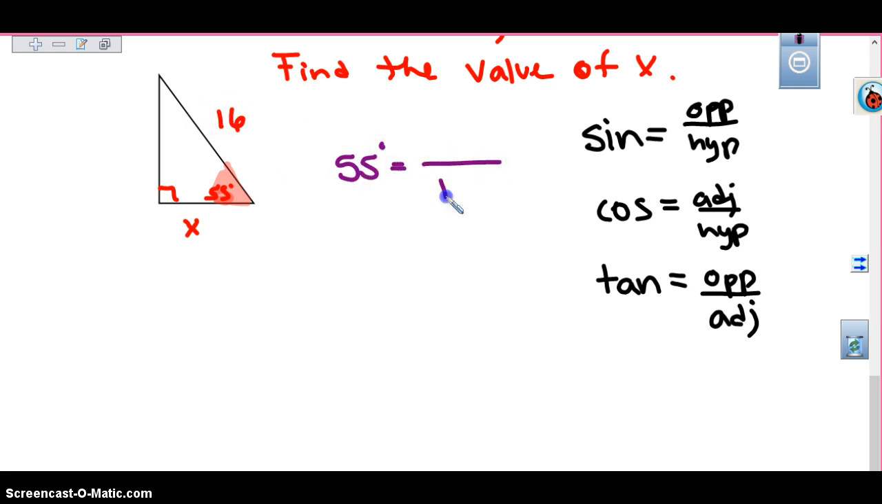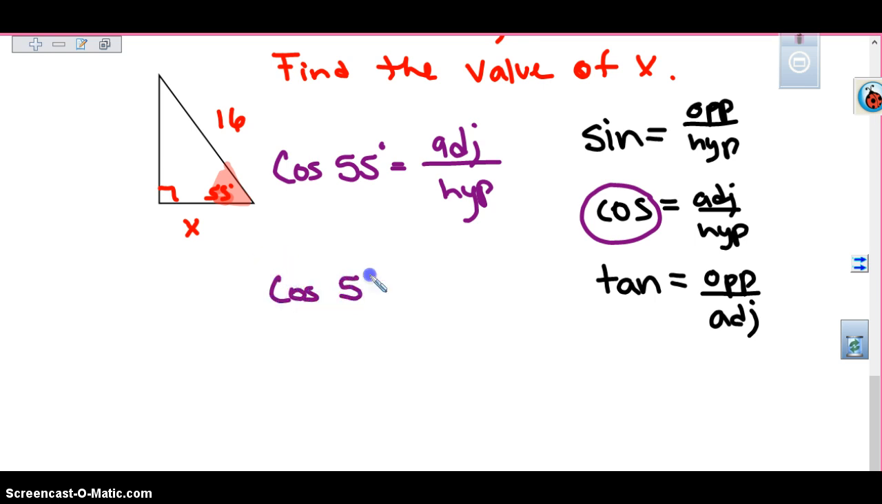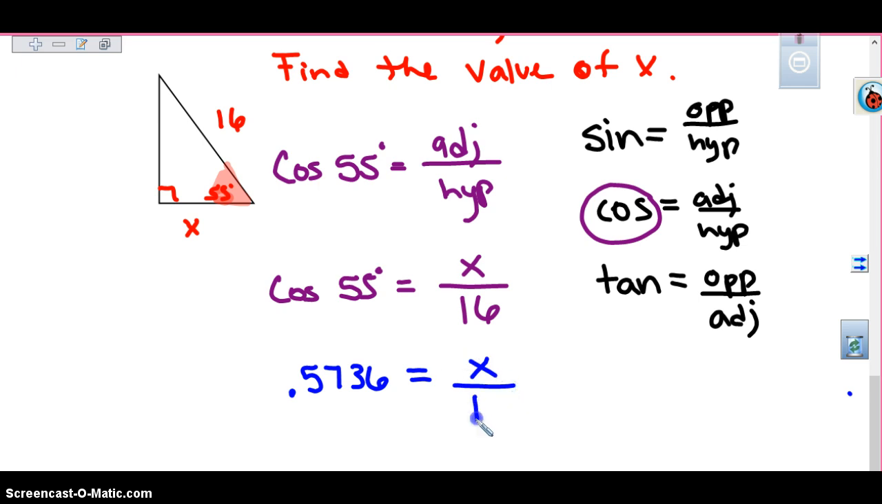We're given the hypotenuse, that's for sure, right? And we're given the adjacent. So that means we can find what of 55 degrees? The cosine of 55 degrees. That means the cosine of 55 degrees is equal to the adjacent, which is what we're looking for, over the hypotenuse, 16. Let's find the cosine of 55 degrees using the calculator. 0.5736 is the cosine of 55 degrees, and we set that equal to x over 16.